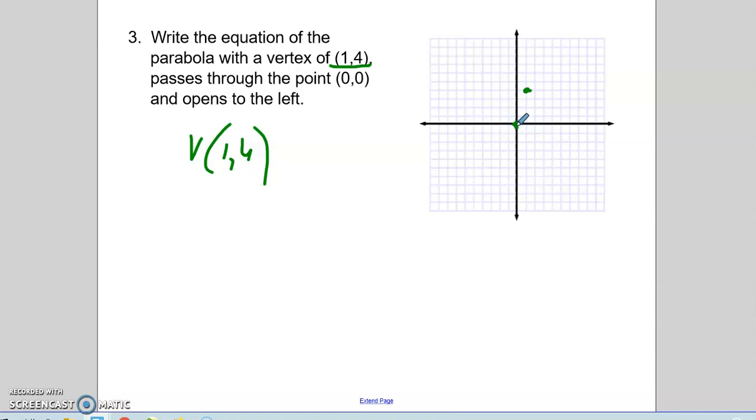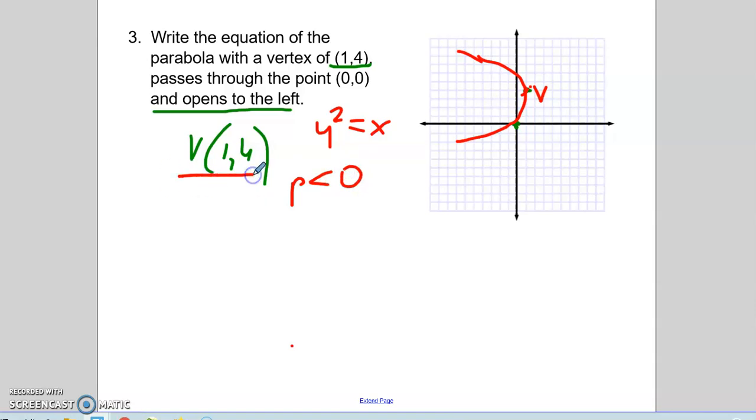Okay, now I still don't know if it's upward or downward, but here you go. It opens to the left. So if it opens to the left, and this is my vertex here, then it might look something like this. Okay, it's opening to the left. So now that I know it's opening to the left, I'm dealing with a y squared equals x type of parabola instead of a y equals x squared. And because it's opening to the left, p is going to be less than 0.